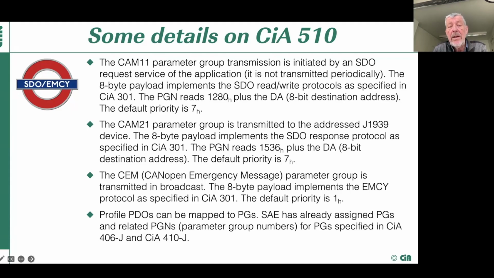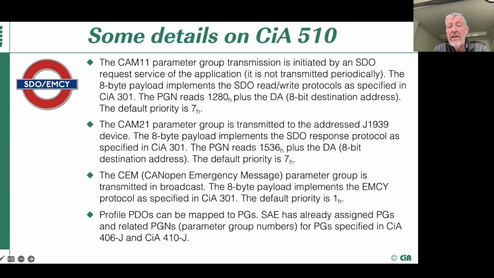And this is the CAM21 parameter group, and this is transmitted to the addressed J1939 device, which has sent the request, and the payload of 8 bytes implement the SDO response protocol, including the abort protocol as specified in CiA 301. So you have now the same capability as in CanOpen on J1939 to implement a CanOpen dictionary and to access all the parameters by means of a 16-bit index and an 8-bit subindex.